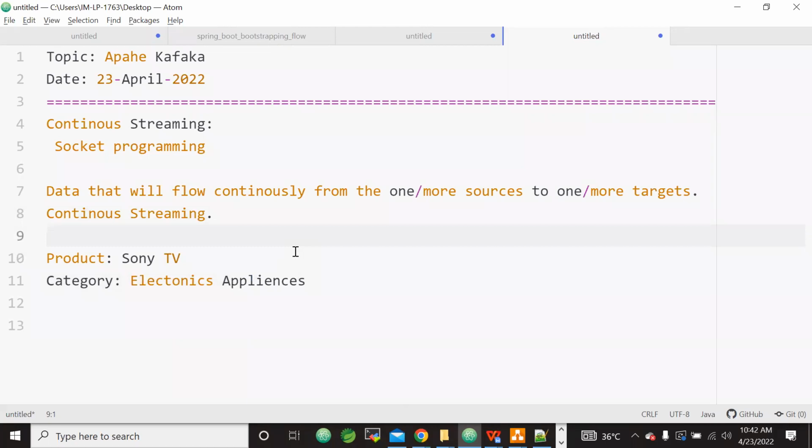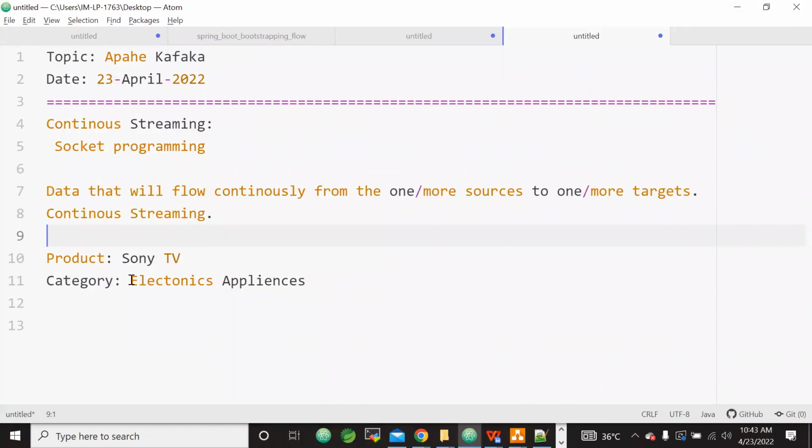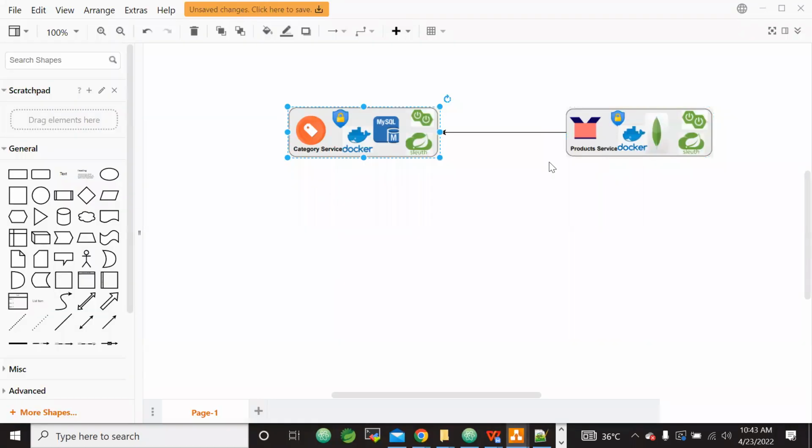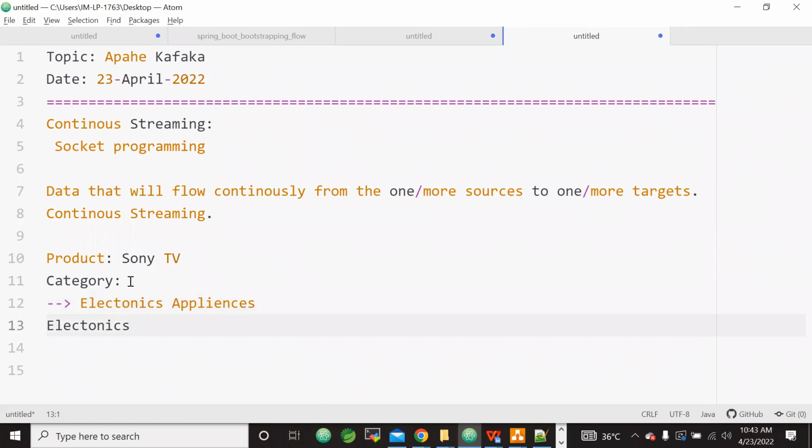Right, now if you can understand clearly, there is a Sony TV appliance product, and this product is added with a category called electronics appliances. Later in time, the category has been updated to electronics. Initially, it was given as electronics appliances. Later on, it was updated as electronics.